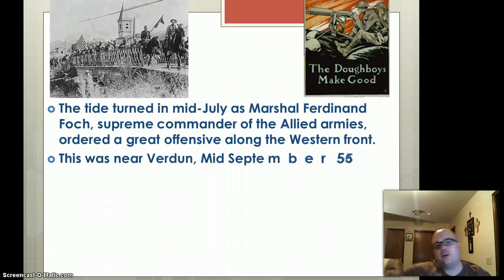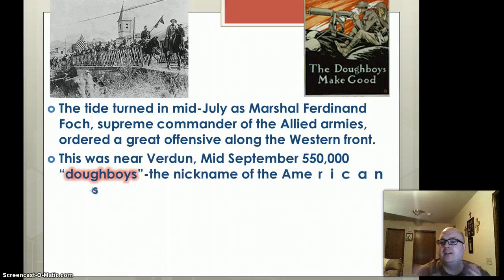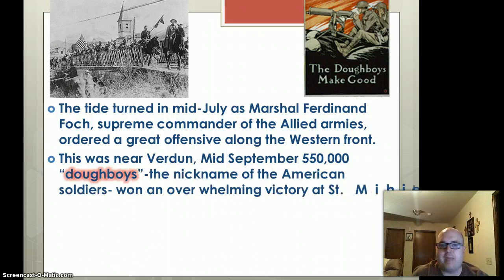And the tide turned in mid-July. Marshal Ferdinand Foch, he's Supreme Allied Commander. He's going to launch a big, massive offensive on the Western Front, and we have to defeat Germany. We have to. All right, and this is the Battle of Verdun. All right, 550,000 American doughboys. That's what we call them, doughboys. It gets a name from doughboys, perhaps from the uniforms they wore and stuff.